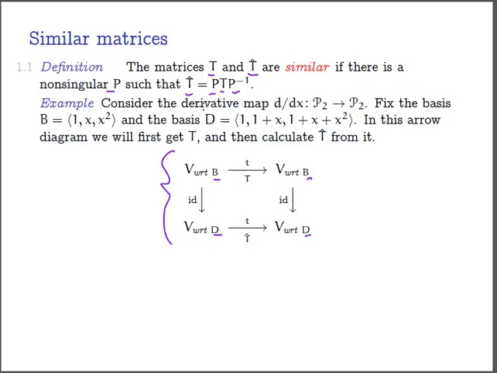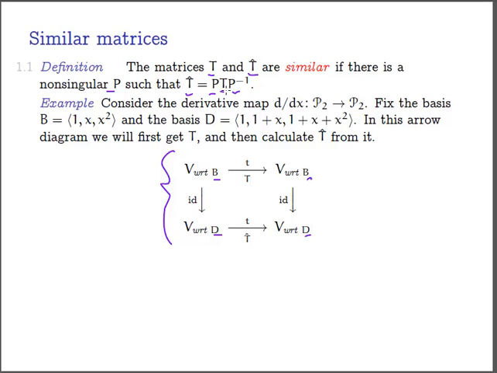Okay? So in general, two similar matrices correspond to two representations of the same linear transformation, one with respect to one basis in domain and range, and the other with respect to another basis for domain and range. And P is the change of basis matrix between these two bases.